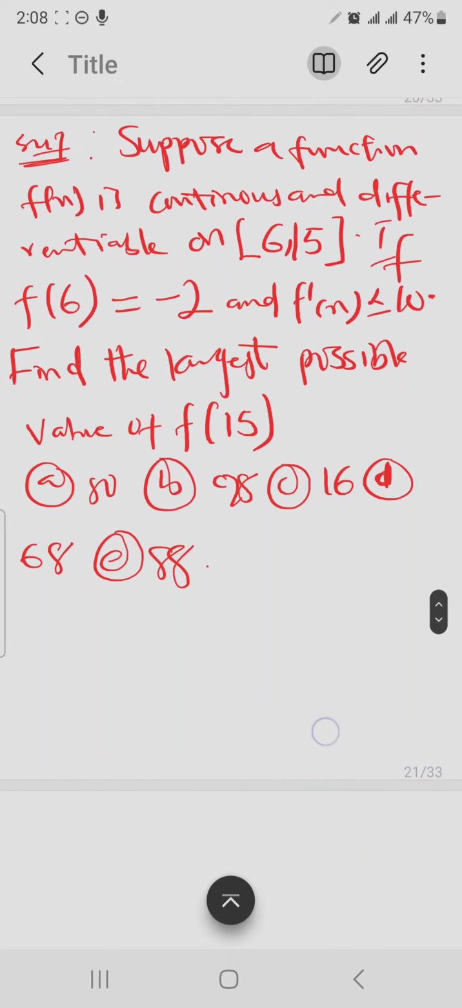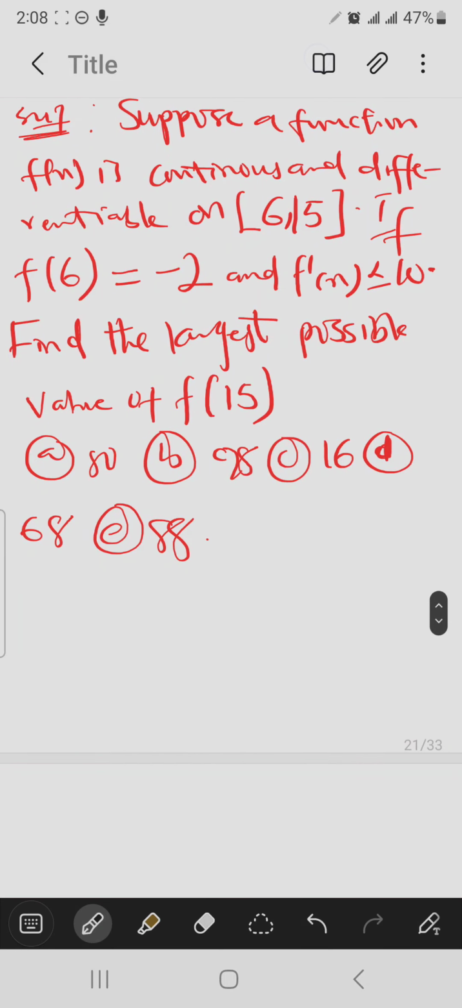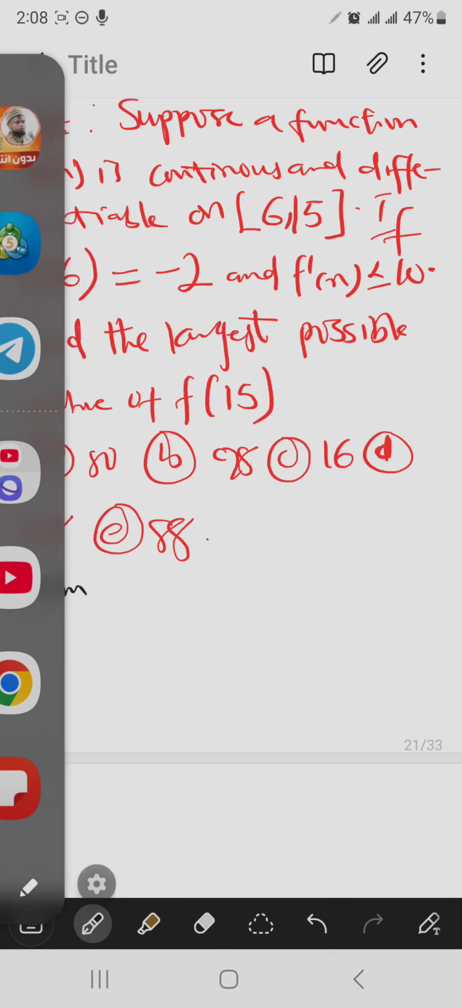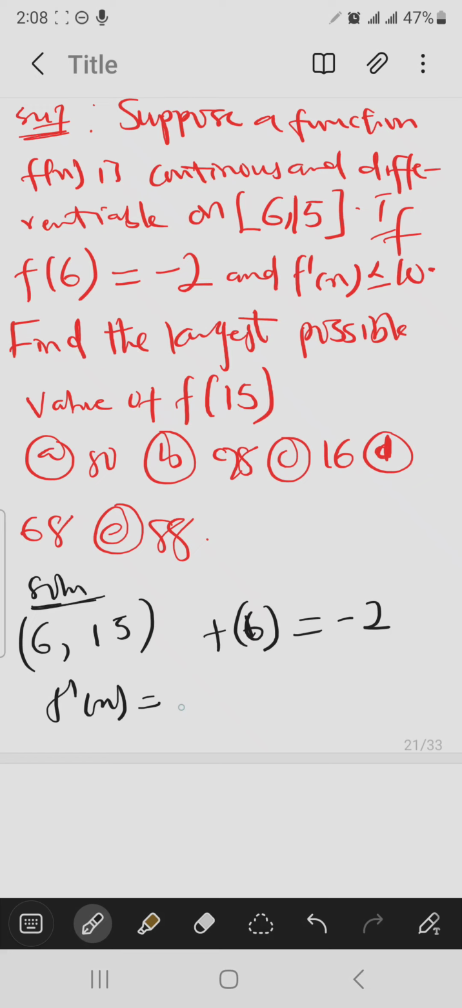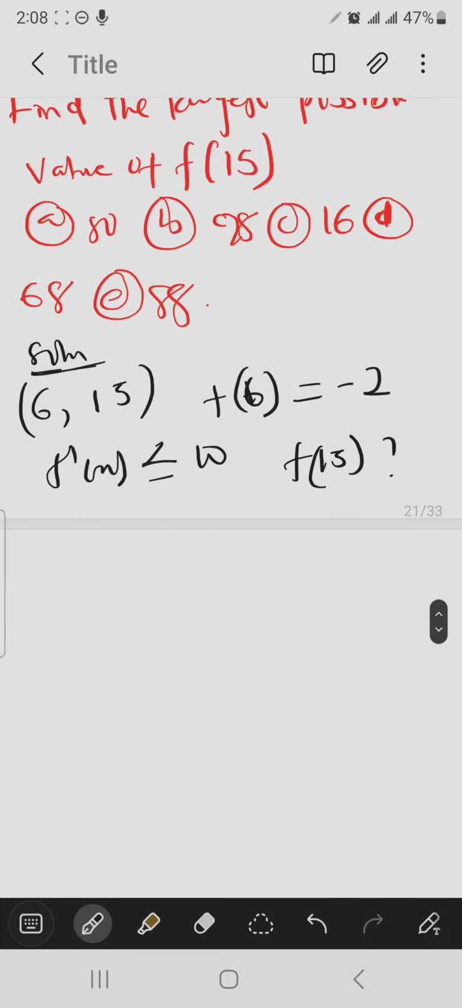The question states that suppose a function is continuous and differentiable on the interval [6, 15]. They said that f of 6 is minus 2, and f prime of x is less than or equal to 10. They now ask you to find the possible value of f of 15. Now, how are you going to do this? Don't disturb yourself. This f prime of x will be equal to f prime of that c that we find, which is less than or equal to 10.